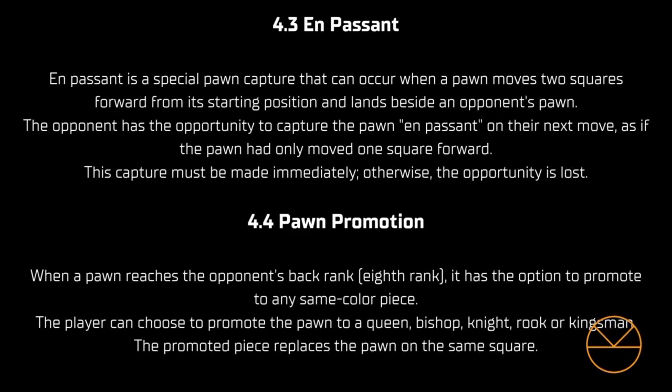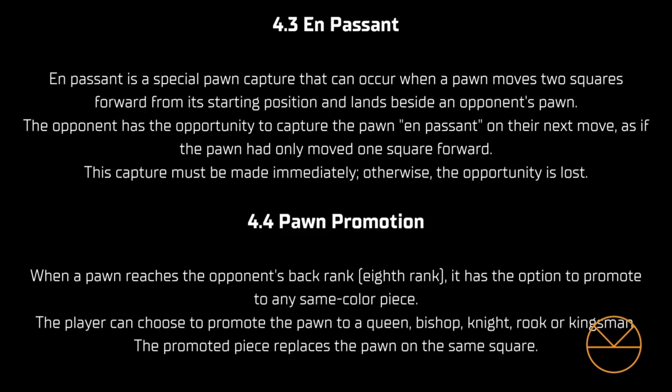4.3 En passant. En passant is a special pawn capture that can occur when a pawn moves 2 squares forward from its starting position and lands beside an opponent's pawn. The opponent has the opportunity to capture the pawn en passant on their next move, as if the pawn had only moved 1 square forward. This capture must be made immediately, otherwise the opportunity is lost.